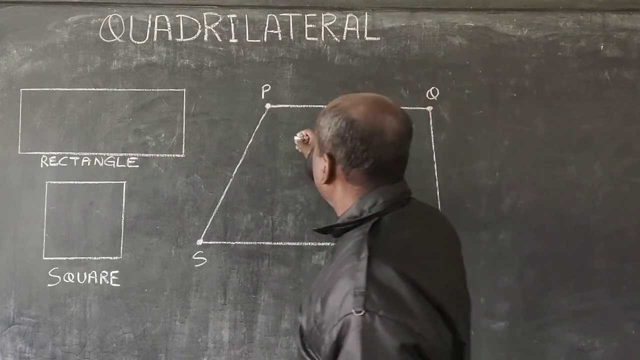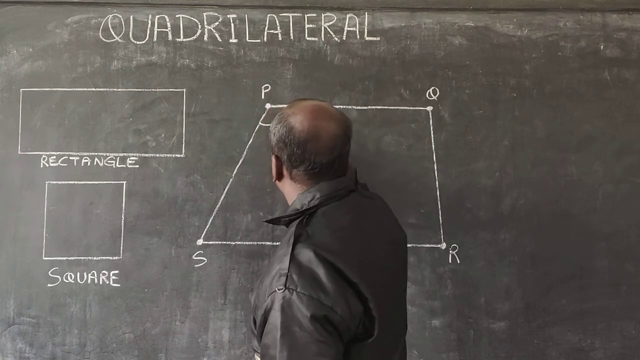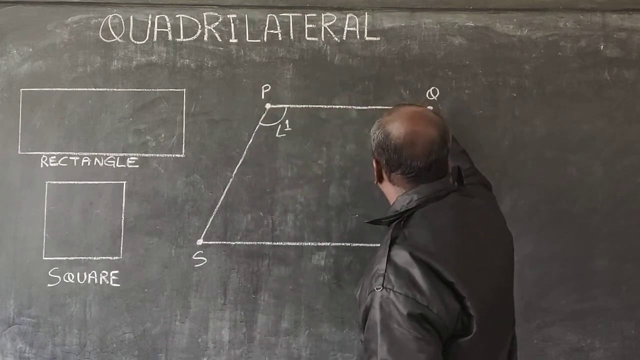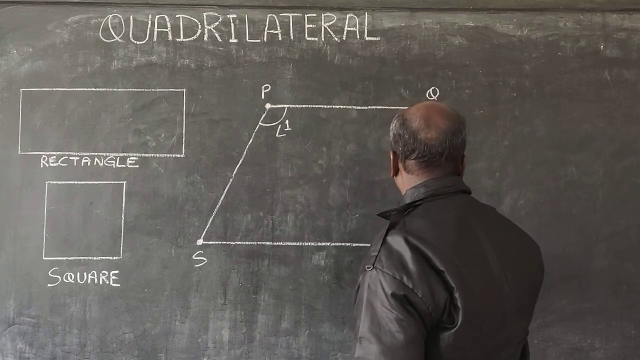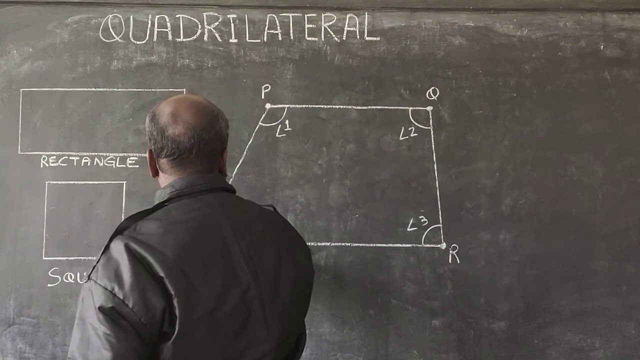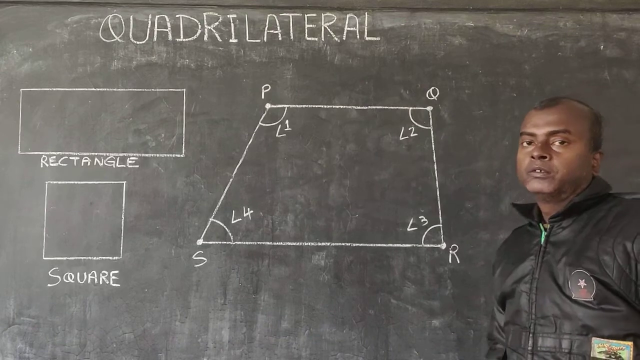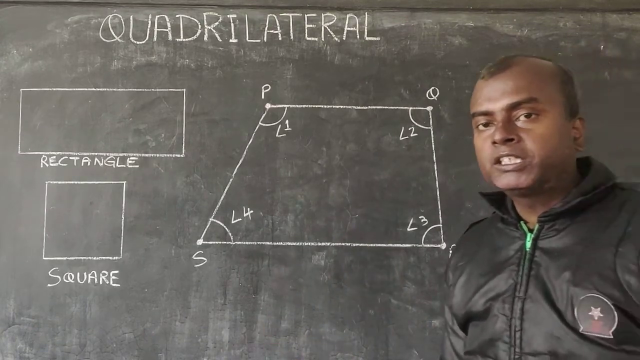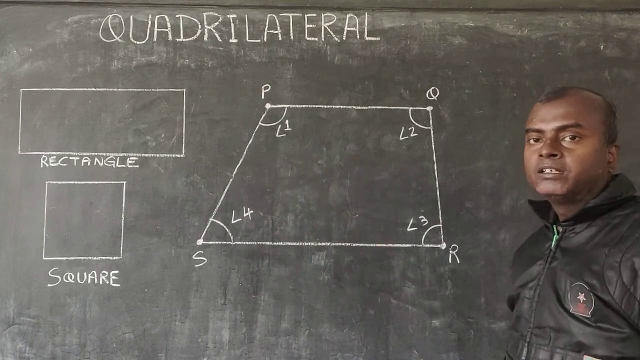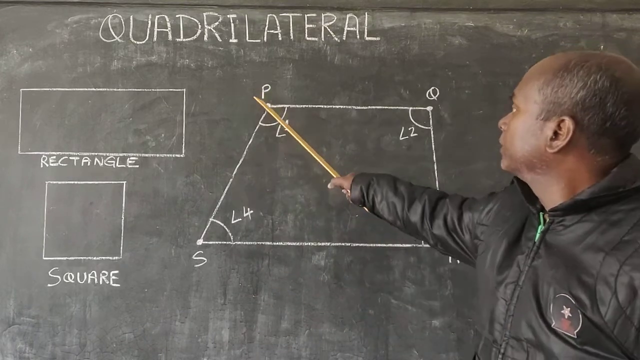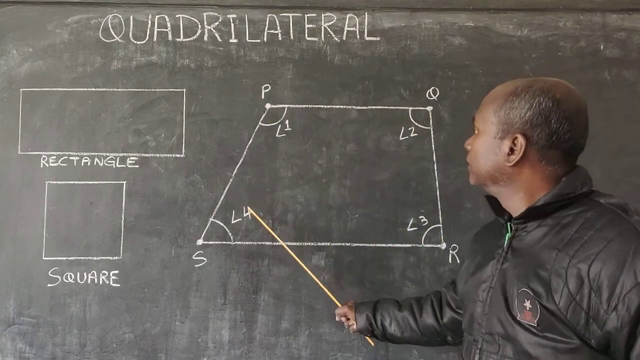So you will observe that we have angles also. This is one angle, angle 1. This is another angle. There is another angle, and here is another angle. So in a quadrilateral, like a triangle, we used to have 3 sides, 3 vertices, and 3 angles. In quadrilateral, everything is 4: 4 vertices, 4 angles, and 4 sides.